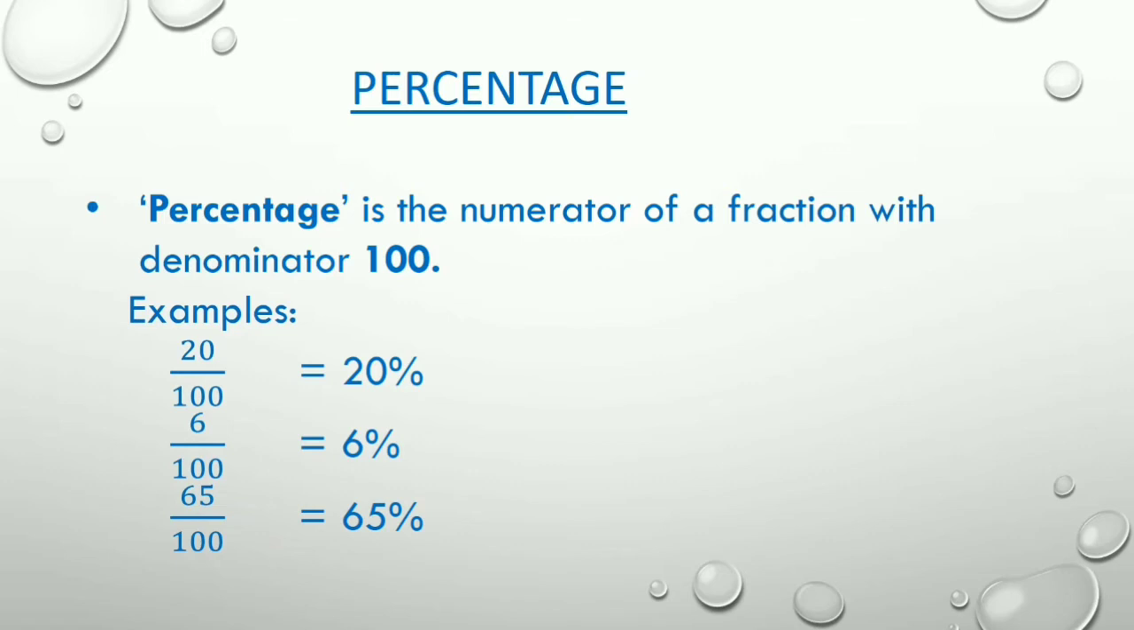It is very easy to find out the percentage if the denominator is 100. But if the total part is not 100, or if the denominator is not 100, we will have to make the denominator into 100 and then we have to find out the percentage.